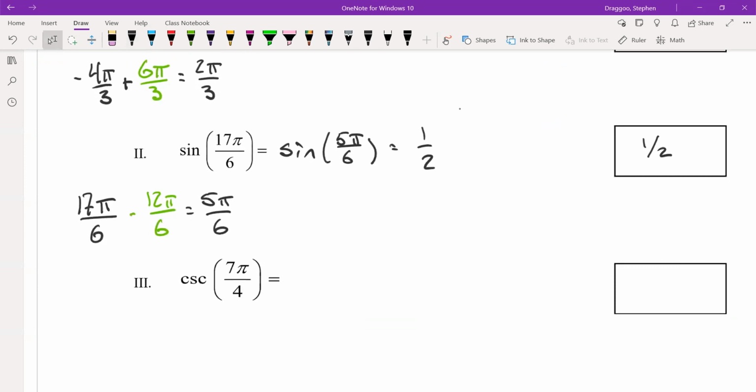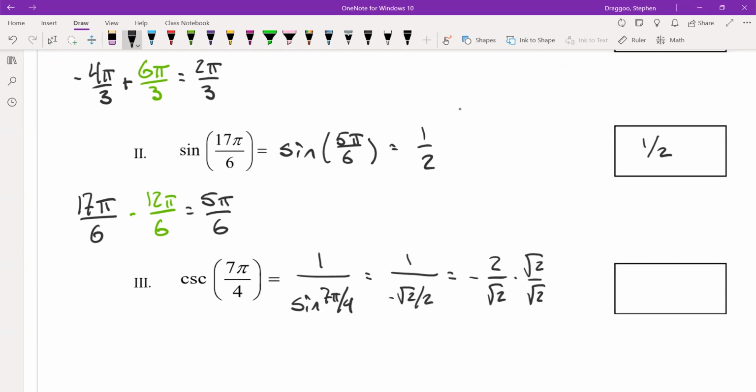And finally, the cosecant of 7π/4. That one's already on the unit circle, so we don't need a coterminal angle this time. We just need the reciprocal identity. The cosecant is equal to the reciprocal of sine. The 1/sine of 7π/4, which is 1/(-√2/2), which is -2 divided by √2.